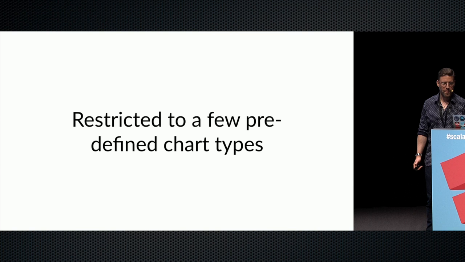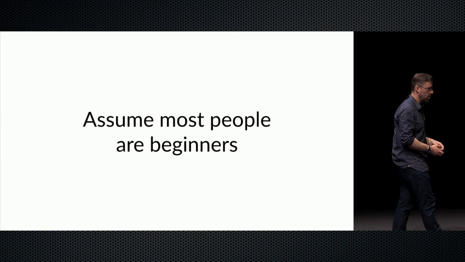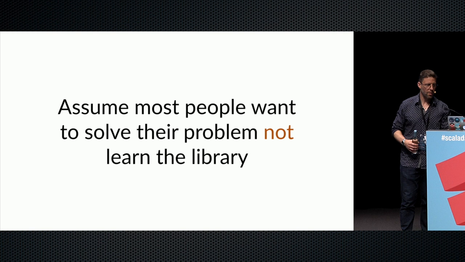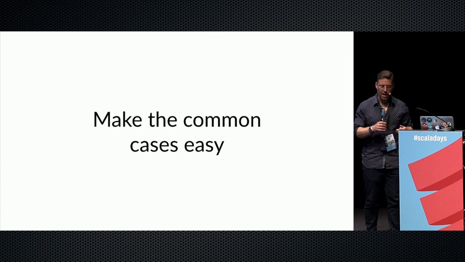Now, the underlying lessons here are the assumptions that most people are beginners. I think that's a reasonable assumption. Most people, more people will come to your library than will stay with it. And the other thing, which I think is very important, is that you've got to assume that most people are more interested in solving their problem than they are in messing around with your library. So I think it is really important to make the common cases easy. And that's the strategy I've taken here.